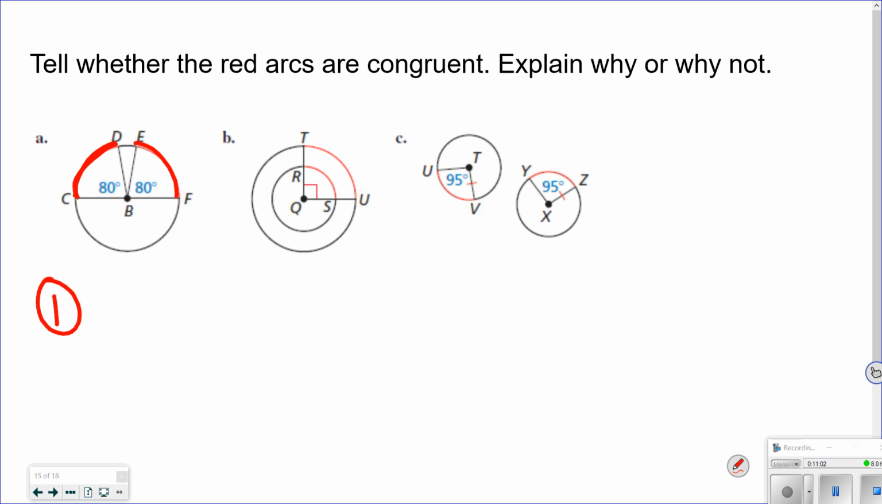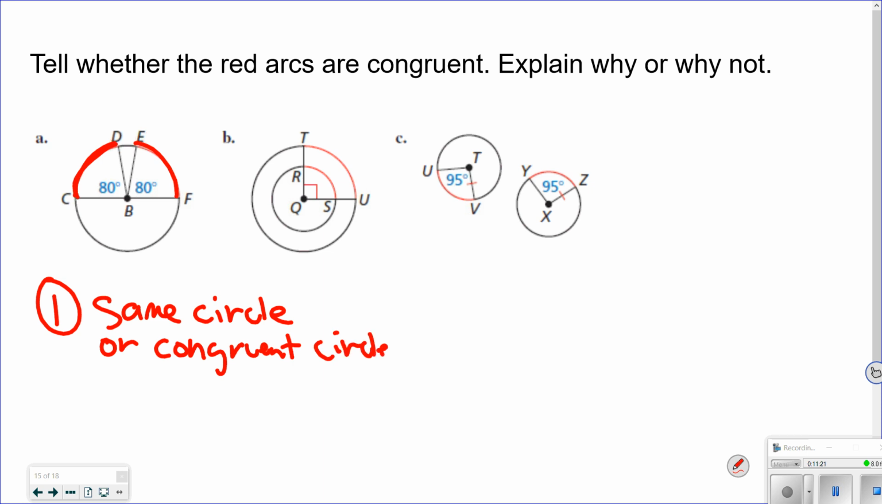Number one is this theorem only applies if the arcs are in the same circle or congruent circles. And the second thing is the arcs are only congruent if their central angles are congruent. So central angles are congruent.